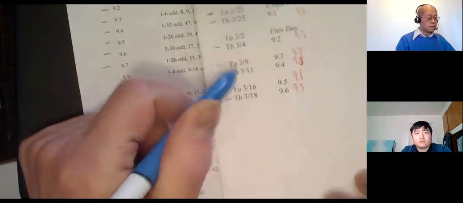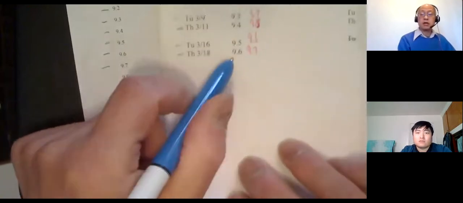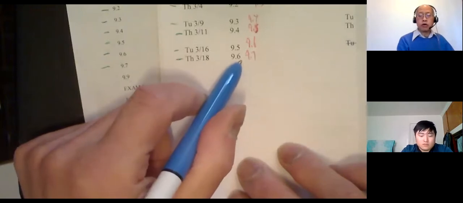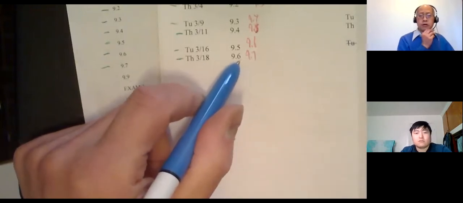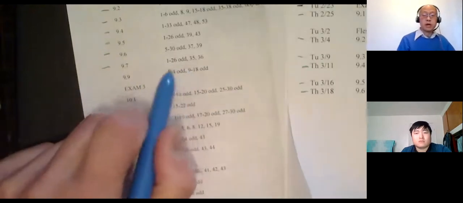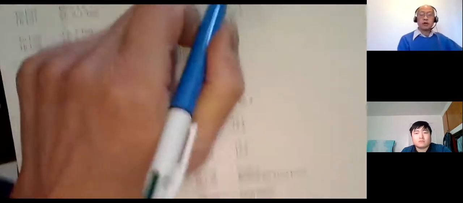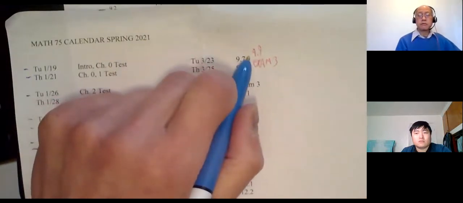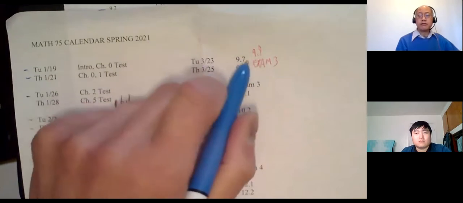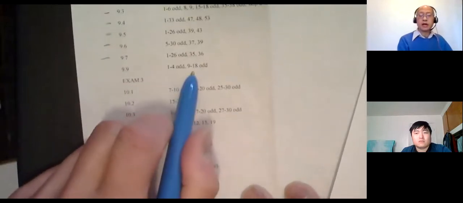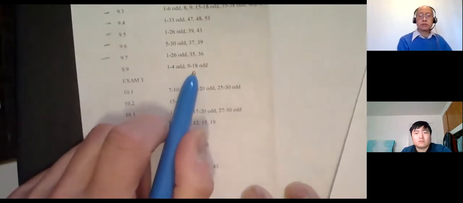Take a look where we are. So we're here, the 18th, 9.7. It's really just more of the same of product rule, quotient rule, chain rule, but harder combinations. Okay, so we'll do that. 9.9 is word problems, but most of it is marginal. Marginal means derivative. 9.9 is not really that long of a section. In fact, you can kind of see 1 to 4 odd, 9 to 18 odd. It will not take that long to do those problems.